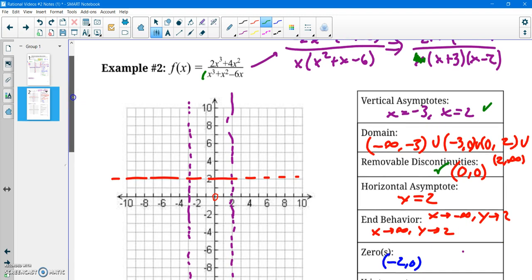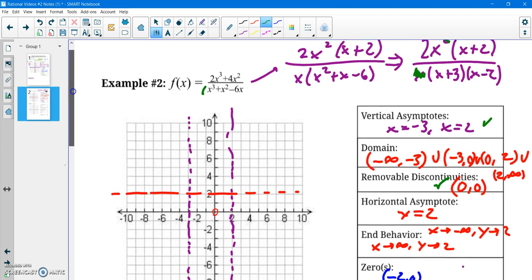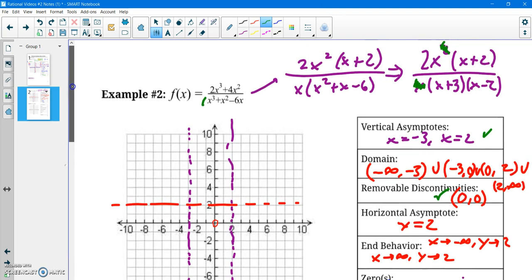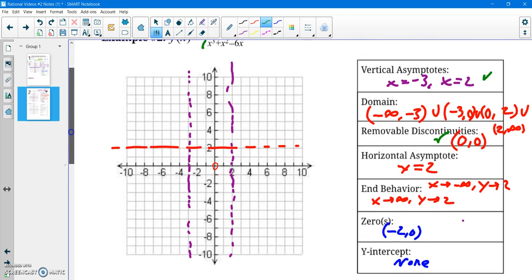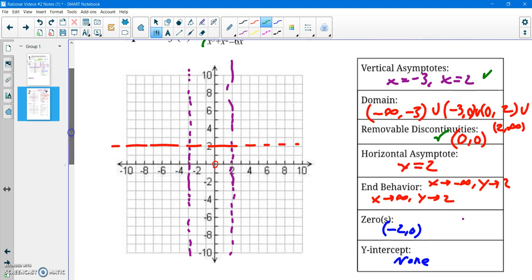To figure out my zeros, again, I set my numerator equal to 0. That happens at -2 and 0, except I already have a hole there. So don't forget about that. It's not actually a point on my graph. I should add that (-2, 0) to my graph there.